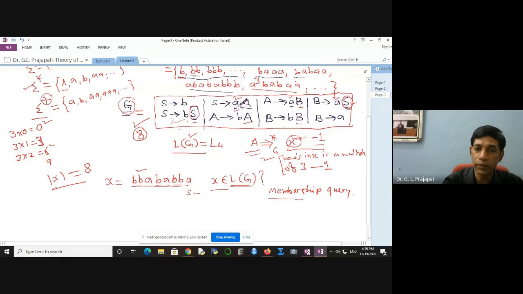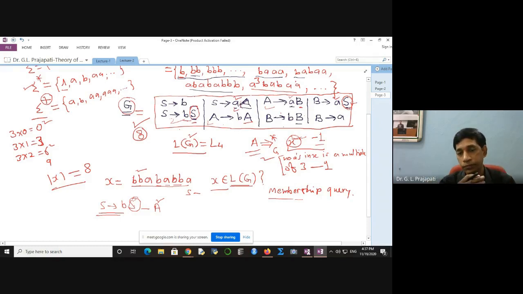Once you apply, say for example, the rule S derives BS, then again you will have the difficulty of which rule you need to apply out of 3. And if in some way you get the non-terminal A, then you have to think for the A whether you can apply this rule or this rule. So see the situation.